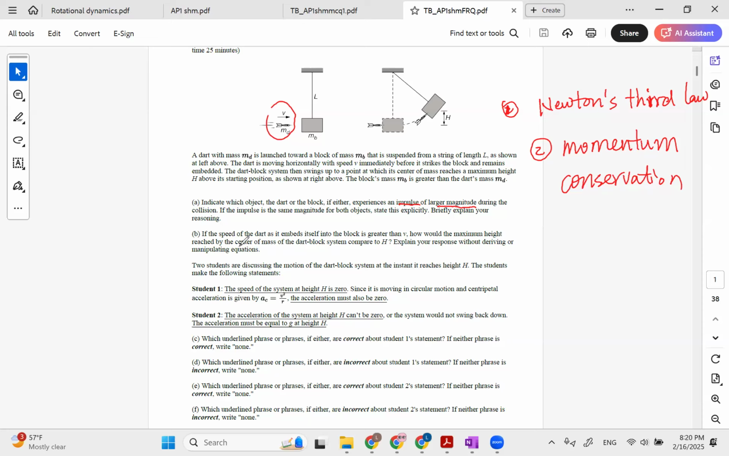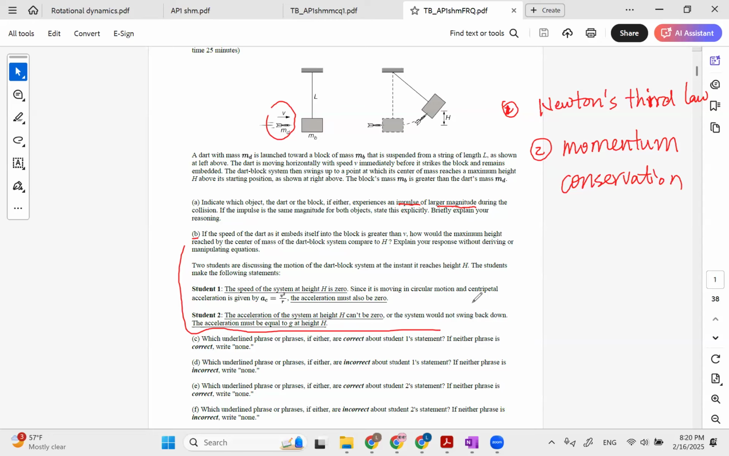Okay, B. Brandon, you can read B. If the speed of the dart as it embeds itself into the block is greater than v, how would the maximum height reached by the center of mass of the dart block system compare to h? Explain your response without deriving or manipulating equations.